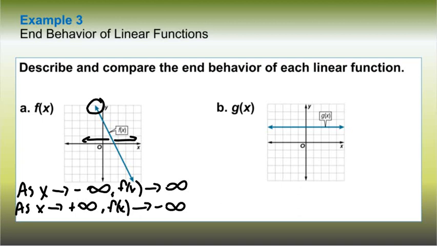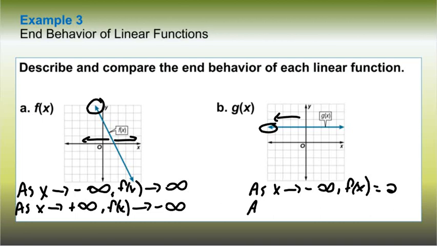For b, for g of x, we would have as x approaches negative infinity, so when x goes to the left, where is the arrow going? f of x is actually equal to 2. It still stays 2. And as x approaches positive infinity, when I go to the right, f of x still equals 2. So there we wouldn't have it go to positive infinity or negative infinity because it stays the same.